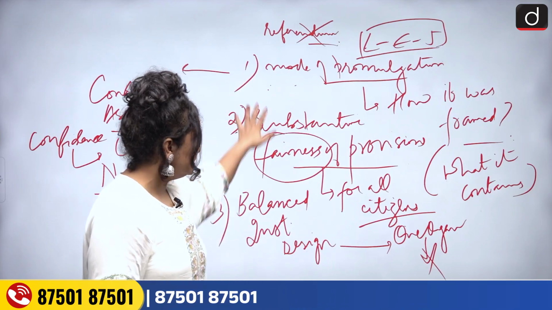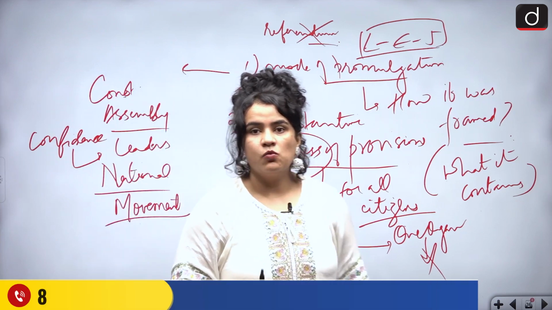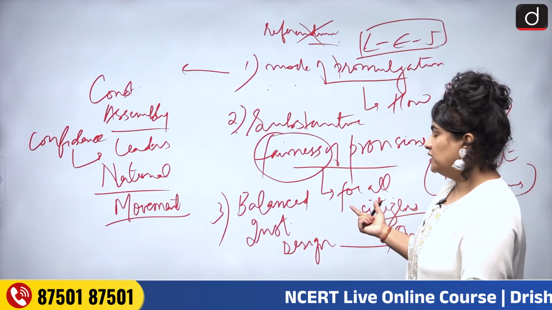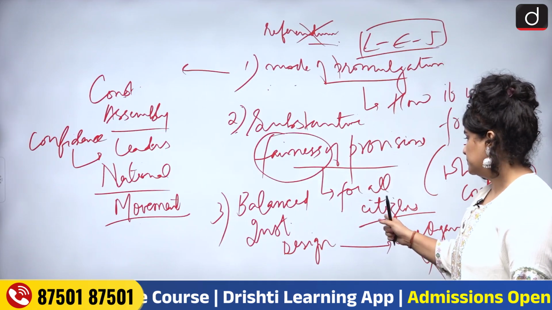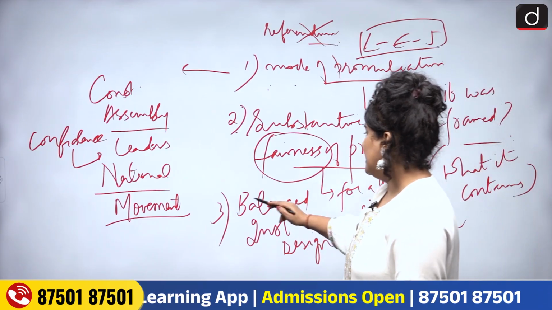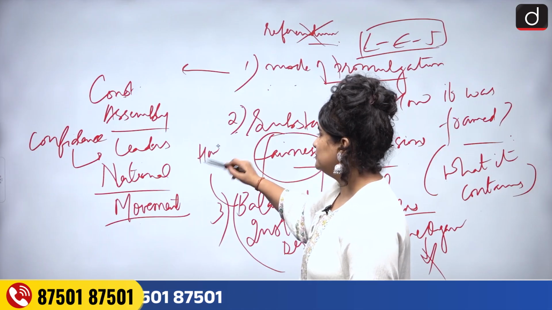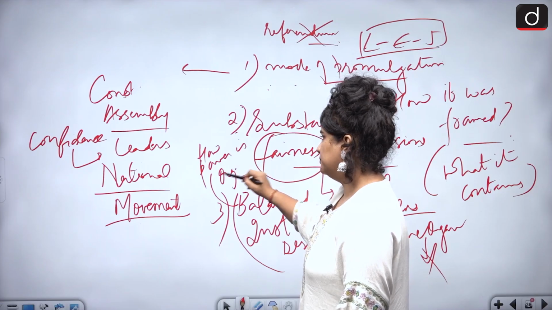All right. So these are the 3 means with the help of which we can determine why people are following the Constitution, or why people ought to abide by the Constitution. Now, when we talk about balanced institutional design, we say this means how power is organized, in simple terms.